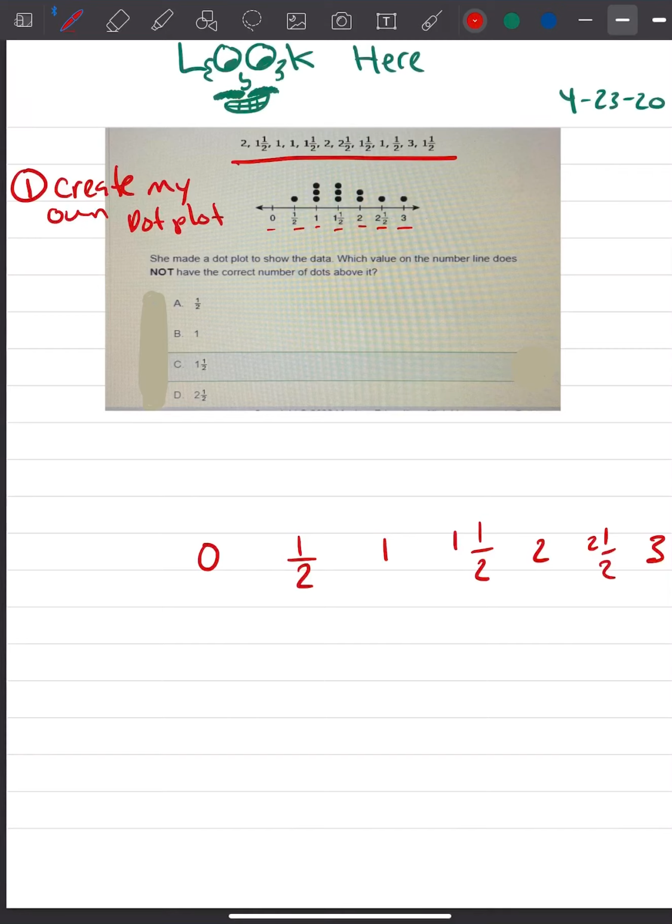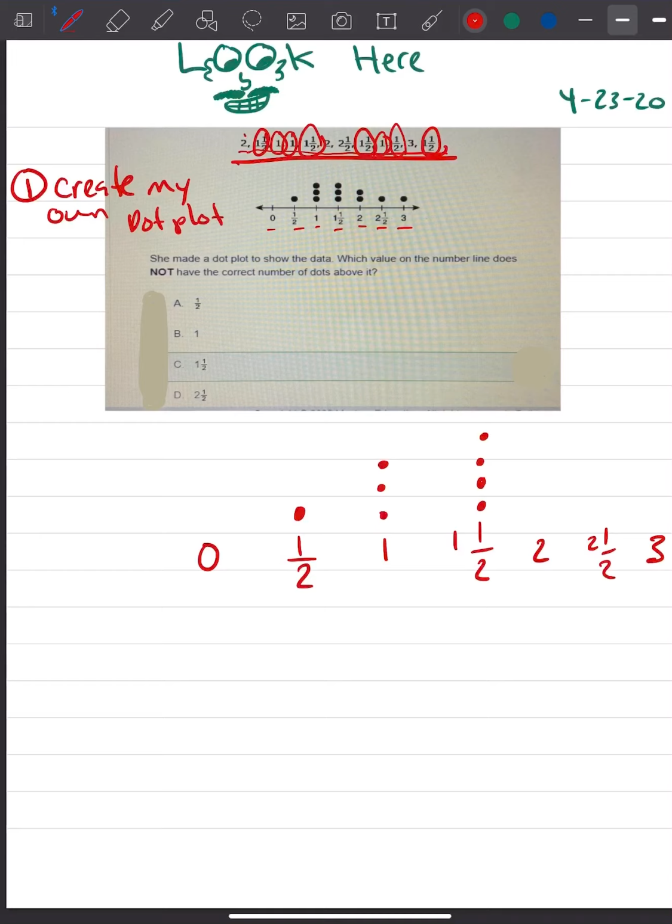So okay, how many times do I see 0 up here? Let's see. No zeros, so I'm not gonna put any dots on top of 0. 1.5. Let's see. I'm sorry, half. Let's see how many do I see up here. I see 1. So I'm gonna go ahead and put a 1 on top of the half. Let's see how many 1s we have. 1, 2, 3. So I'm gonna put 3 dots. Let's see how many 1.5s we see. We see 1, 2, 3, and 4. So I have 1, 2, 3, and 4.